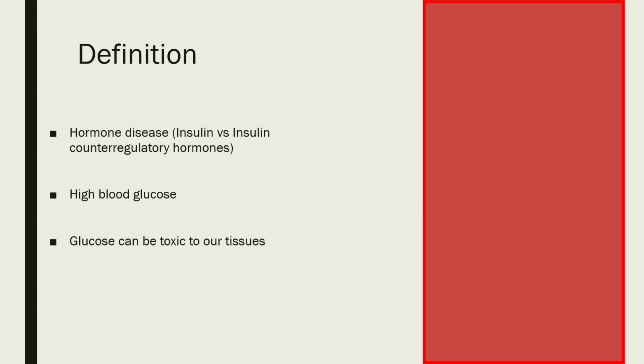And the great problem with this high blood glucose is that glucose in a normal amount is necessary for the correct functioning of our cells. It's something we need to live, basically. But when we have very high levels for a very long time, glucose can be toxic to our tissues.